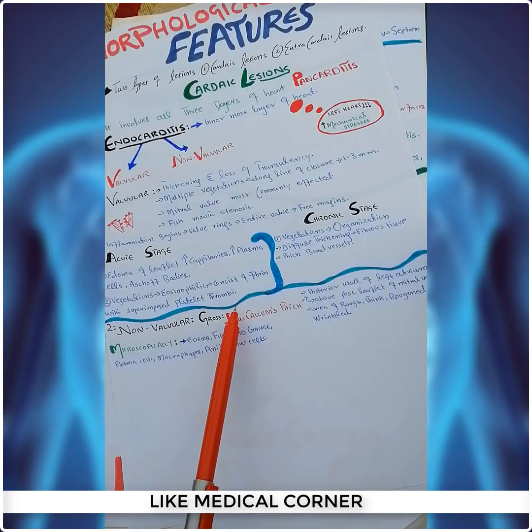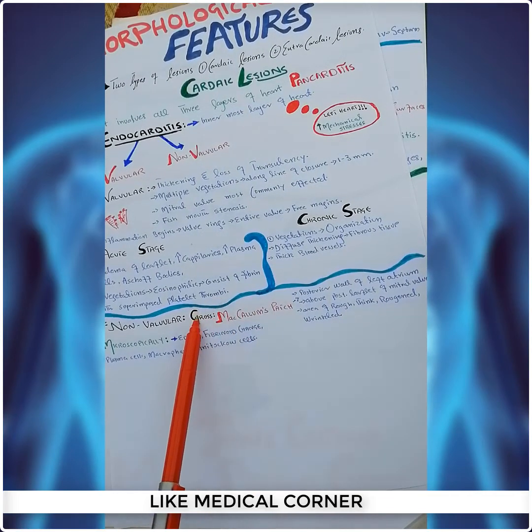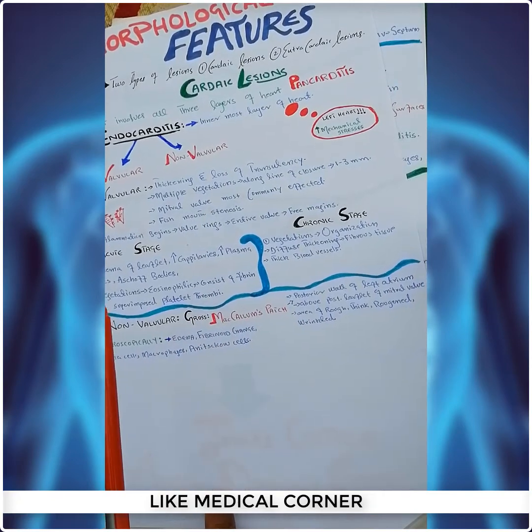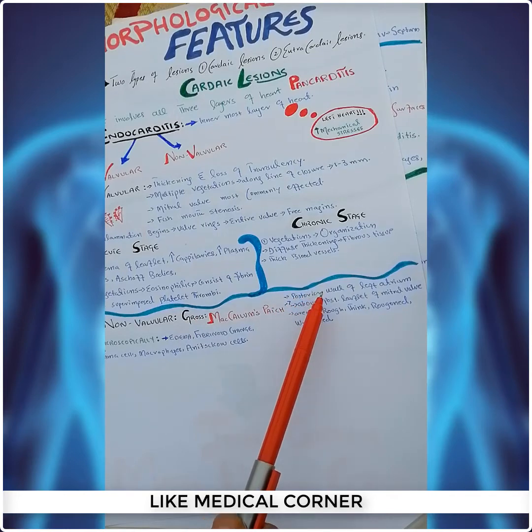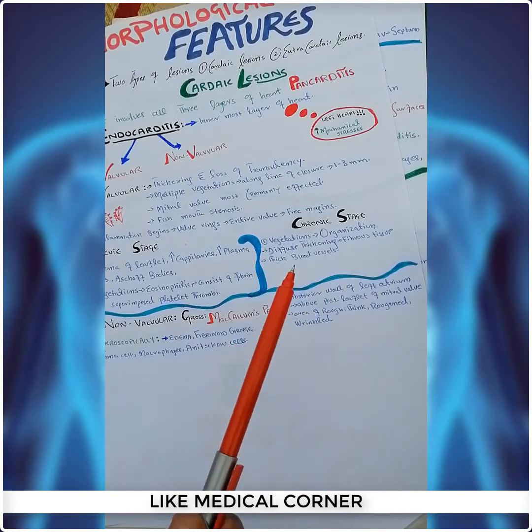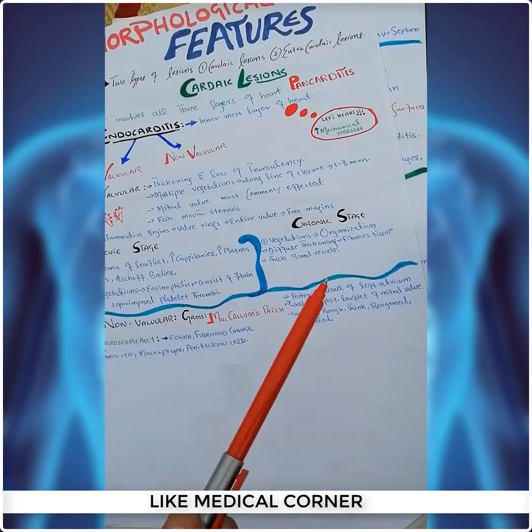So the most important gross finding in non-valvular endocarditis is the MacCallum's patch. What is MacCallum's patch? It is a local area which is rough, thick, and wrinkled, and it is present on the posterior wall of the left atrium, above the posterior leaflet of the mitral valve. So this is all about the endocarditis.